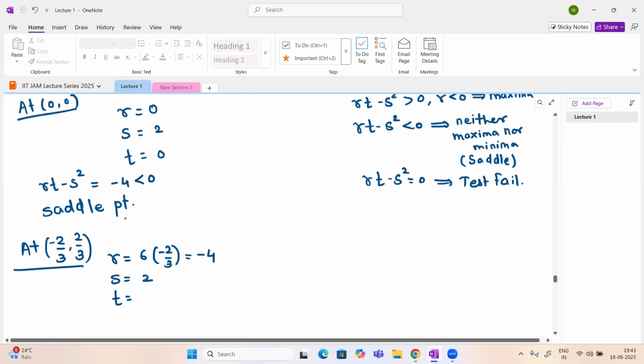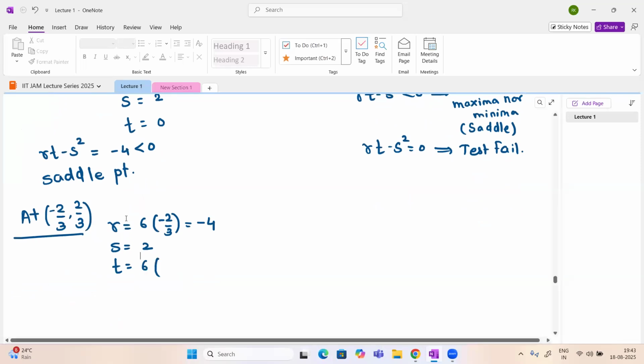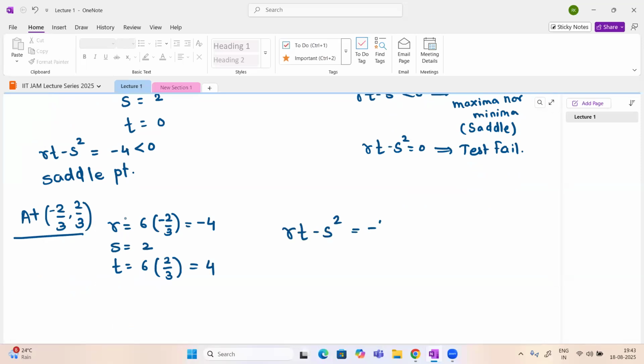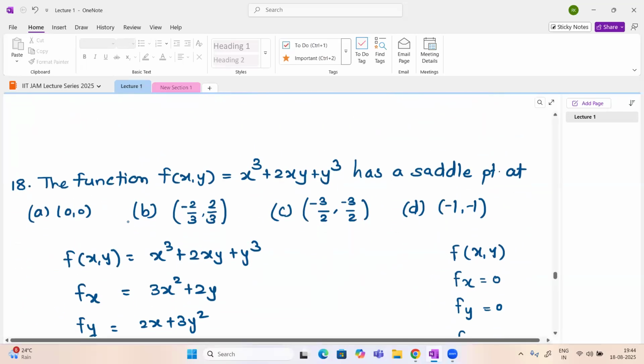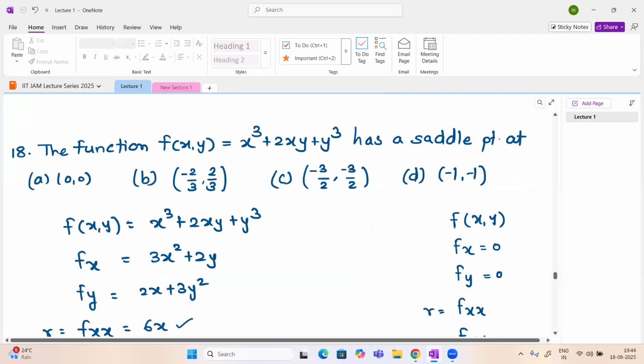And T is 6 into minus 2 by 3, which is minus 4. So let us find RT minus S square. It is 16 minus 4, which is 12, so positive. Is it negative? Not less than 0. That means this is not a saddle point. Have you understood? Yes, sir.